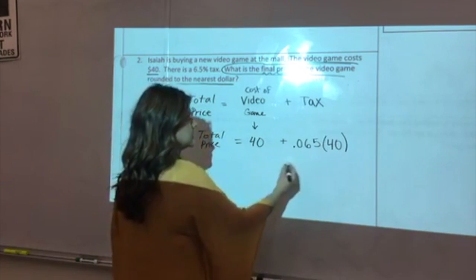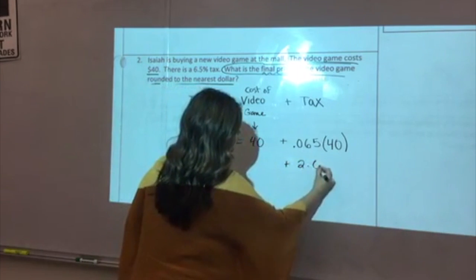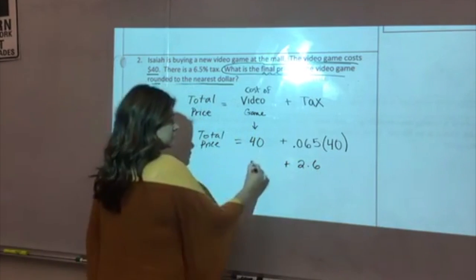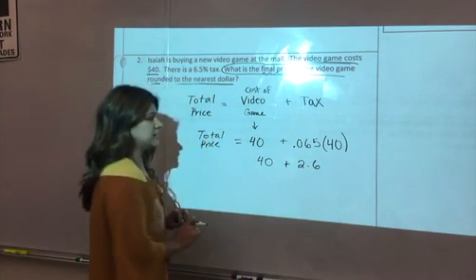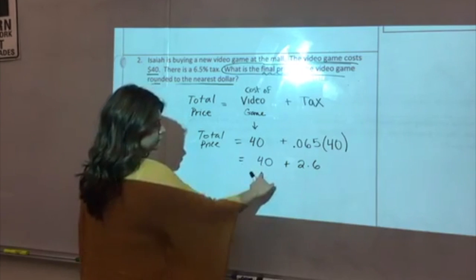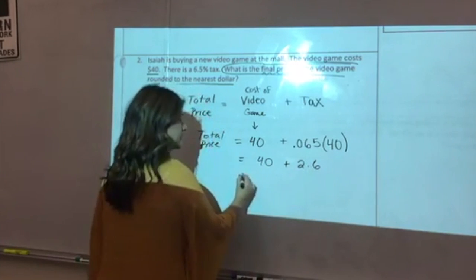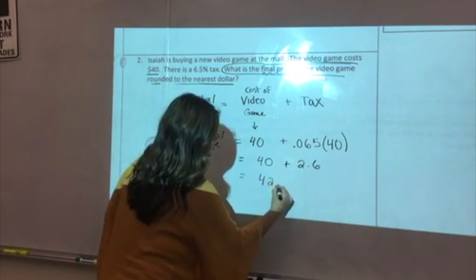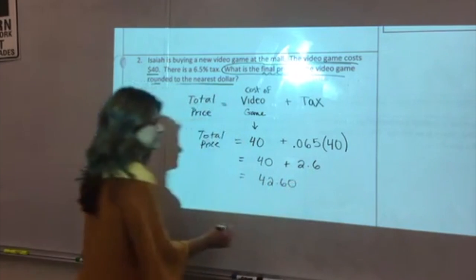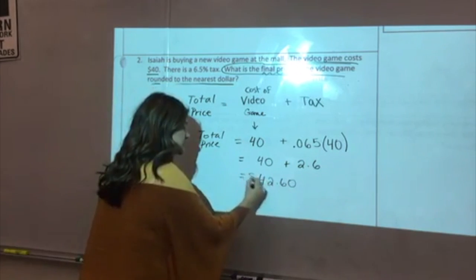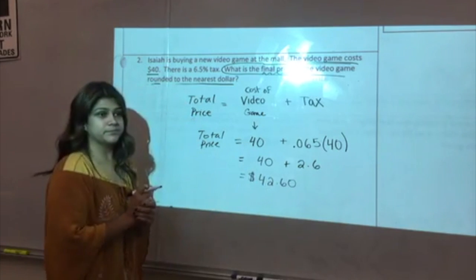6.5% of 40 is 2.6. We're going to go ahead and bring 40 down. 40 plus 2.6 is 42.60. And I'm just going to say 60 because it is money. Okay?